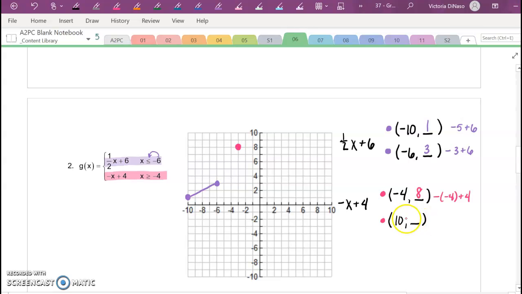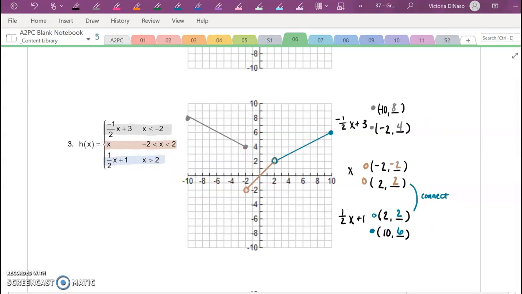And then finally, we have to plug in 10 into -x plus 4. So we have -10 plus 4. We get -6. So we're going to go ahead and put a closed circle at 10, -6. And this is our piecewise function for number 2. Go ahead and pause the video and try out number 3 all on your own.